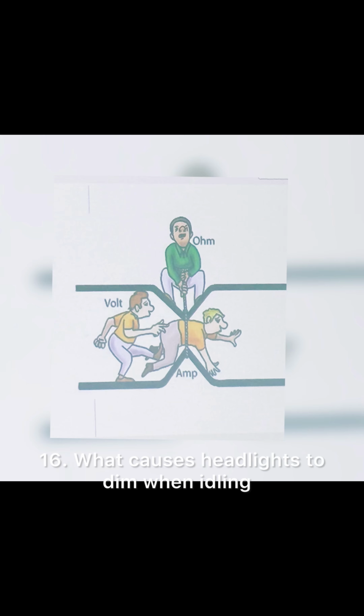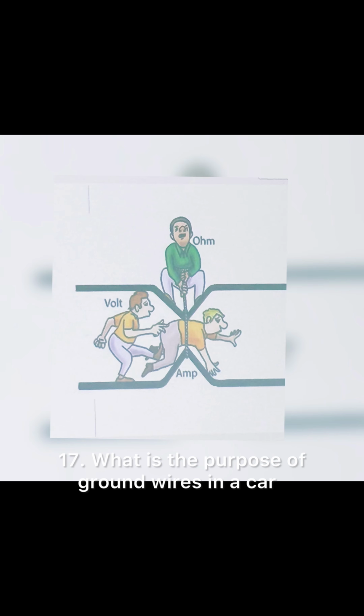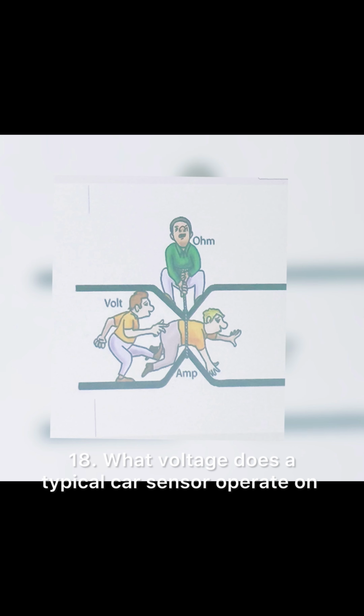16. What causes headlights to dim when idling? Weak alternator, bad battery, or high electrical load at low RPM. 17. What is the purpose of ground wires in a car? Provide return path for current to complete the circuit and prevent electrical noise. 18. What voltage does a typical car sensor operate on? 5 volts for most sensors. Some actuators use 12 volts.